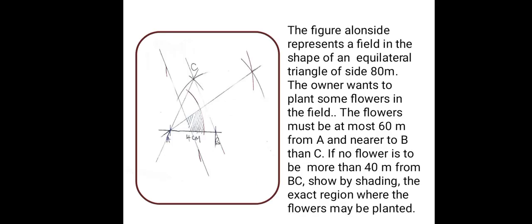The figure alongside represents a field in the shape of an equilateral triangle of side 80 meters. The owner wants to plant some flowers in the field. The flowers must be at most 60 meters from A and nearer to B than C. If no flower is to be more than 40 meters from BC, show by shading the exact region where the flowers must be planted.